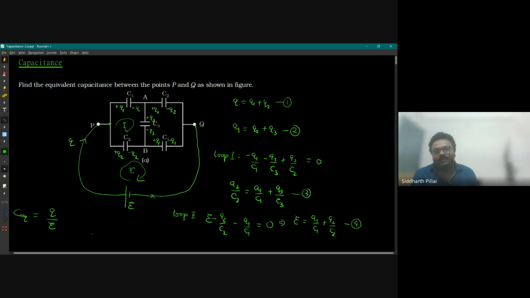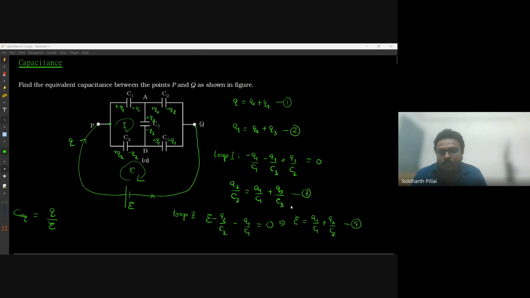So you have 4 equations and 4 unknowns, right? Q1, Q2, Q3, and Q are the unknowns. If you try to solve them in terms of E, and then if you do Q by E, you will get your equivalent capacitance. So I have written down the 4 equations. Now please try to solve it. If you're done, please say done or try to type it out if possible. Okay, I still don't have any response. So let's wait for 3 more minutes to solve this question, and then I'll solve.